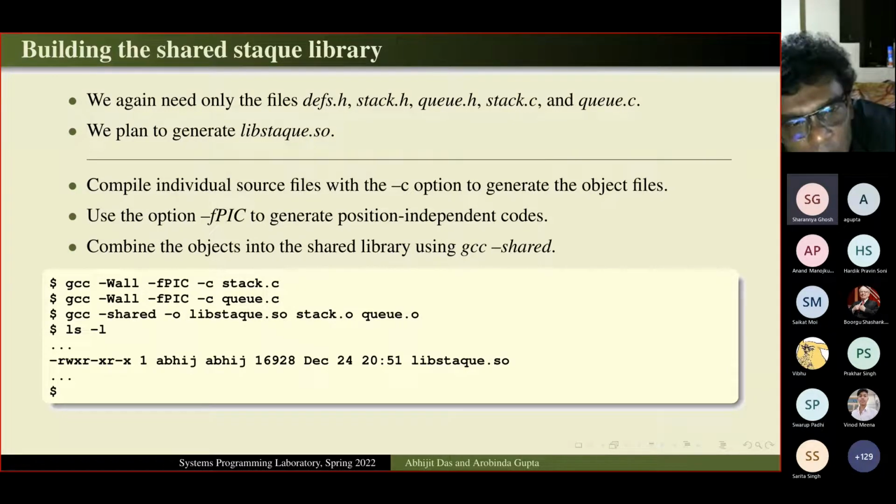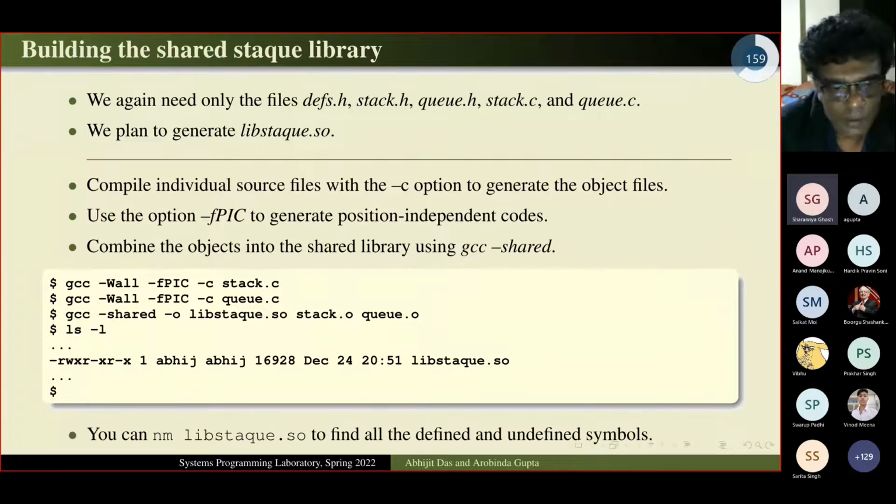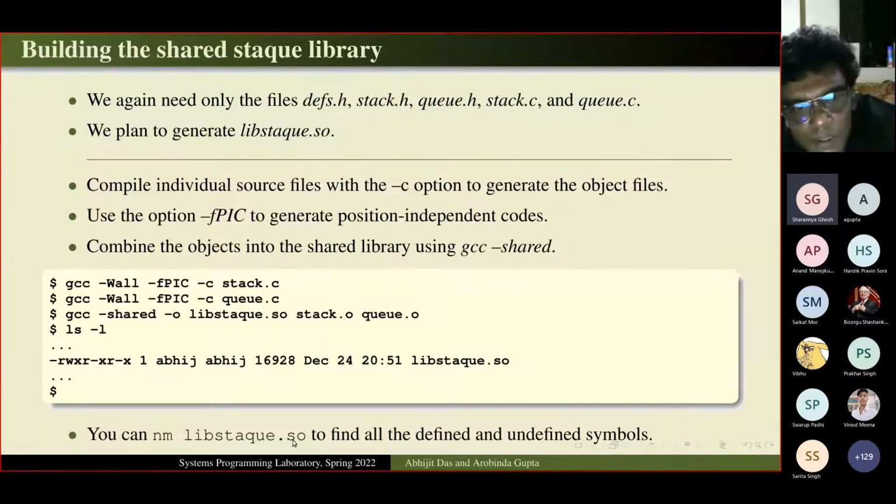So this is how you generate this as a file. Fairly straightforward. But then how to include it? And of course, you can run nm on this to find all the defined and undefined symbols. I am not showing you the results. Now the next question is how to link libstack.so.